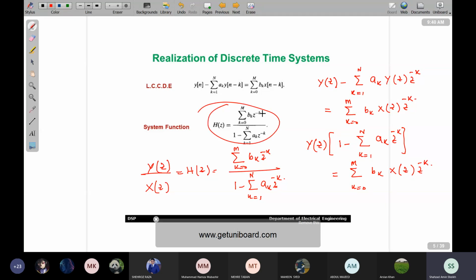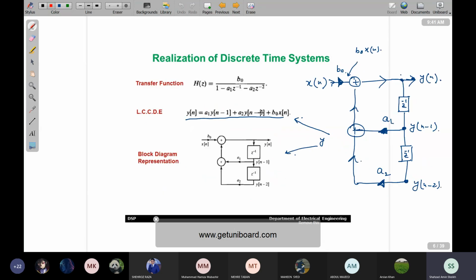So you have done this exercise before, that whenever you are given a difference equation, you can take the z transform of that and then you can get the h of z. And if you are given h of z, then you can take the inverse z transform of that and you can reach your linear constant coefficient difference equation.